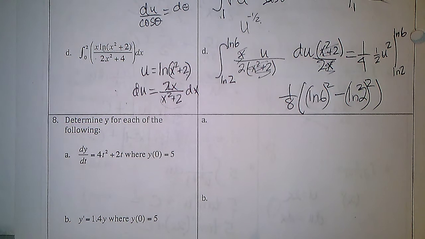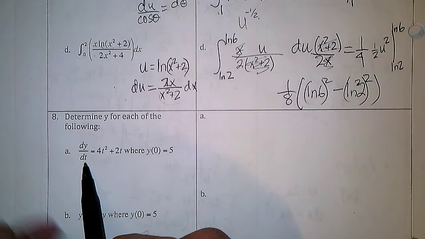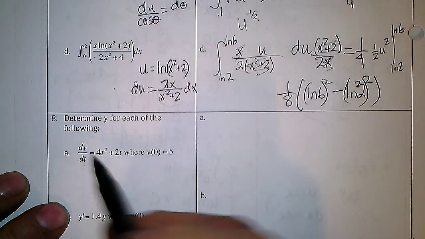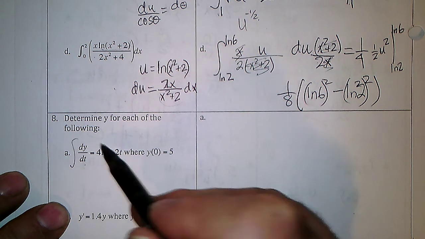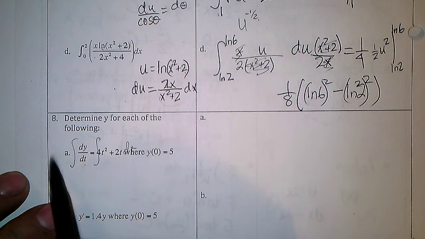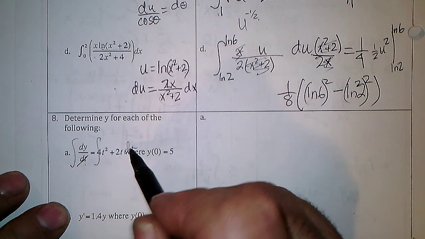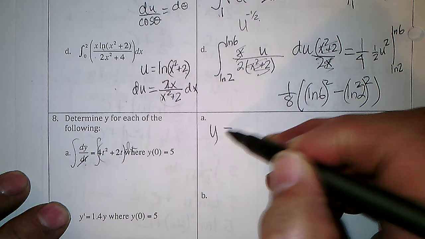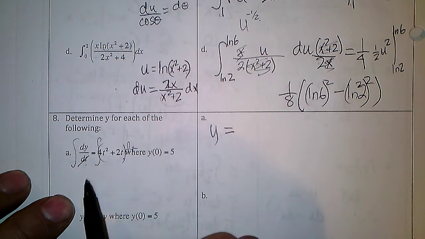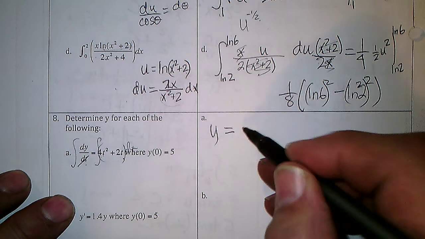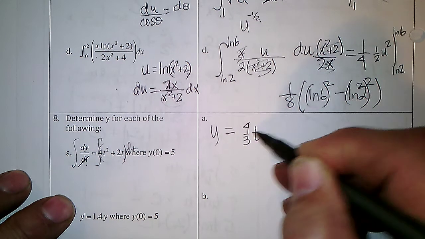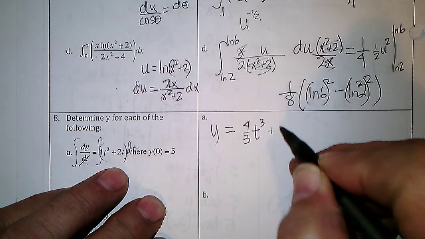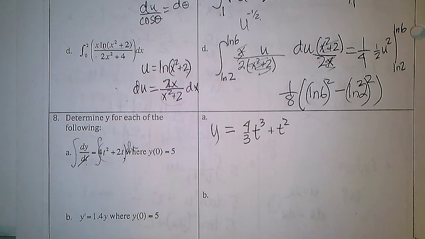Okay, we have a differential equation, and it's equal to this. So if we integrate both sides with respect to t, we'll move this dt over here. So the integral of dy is y equals, the integral of this would be 3 divided by 3, 4/3 t to the third. The integral of 2t would be plus t squared plus a constant.